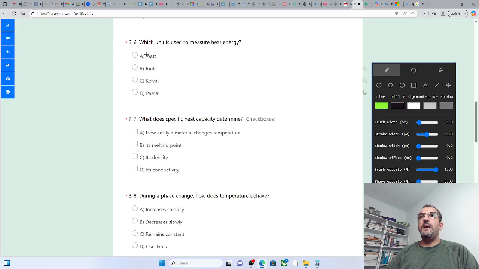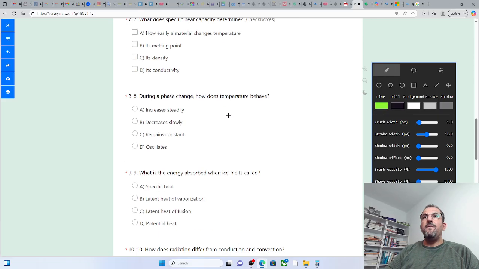For number 6, which unit is used to measure energy? Of course it is joule. So what does specific heat capacity determine? So the specific heat determines how easily a material changes temperature. Is it melting point, density, conductivity? So I guess it is A, how easily a material changes temperature.